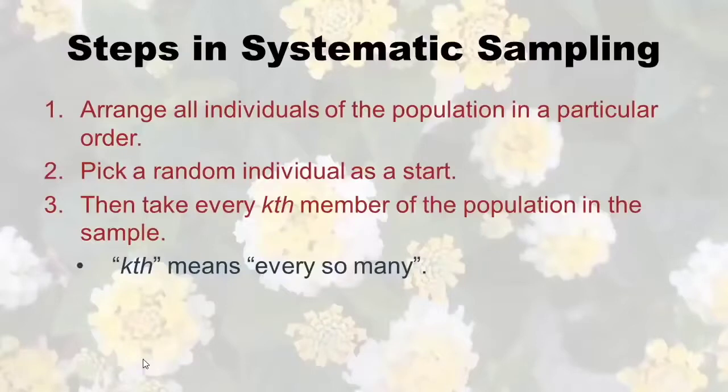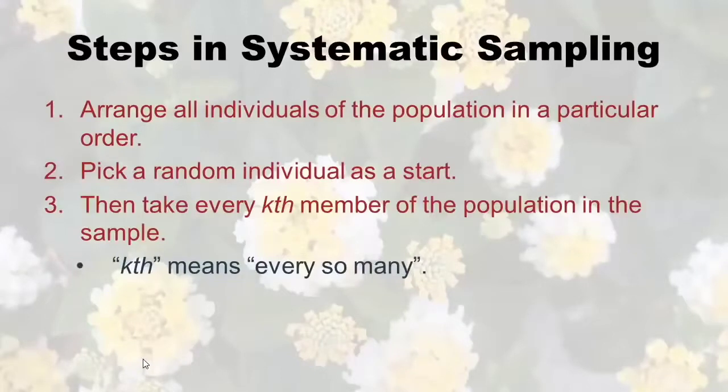Okay, then step 2 is pick a random individual as a start. So let's say I had a list of hospitals, and let's say it was just sorted by state. Let's say I picked a random individual. Maybe I went down 7 on the list, and I picked that hospital. Or maybe you're at the ER, you start your shift, and the 7th patient who is admitted to the ER, you pick that person. I picked 7. You could have picked 5, you could have picked 20, you just pick a random person. Then step 3 is take every kth member of the population in the sample. Now don't try this in Scrabble.